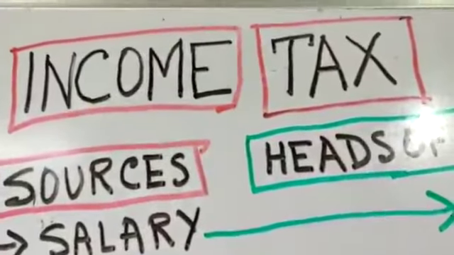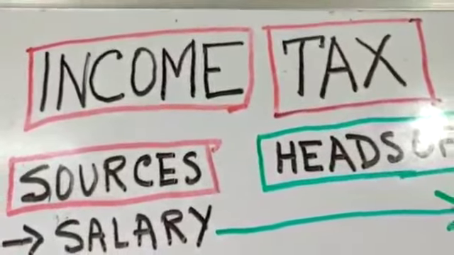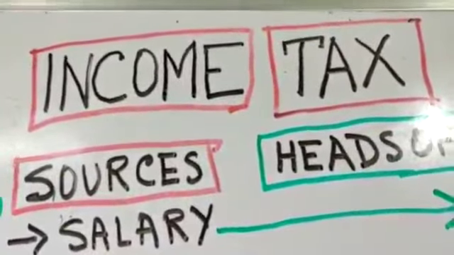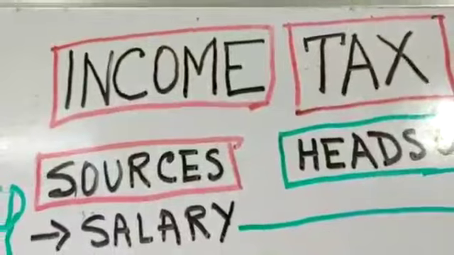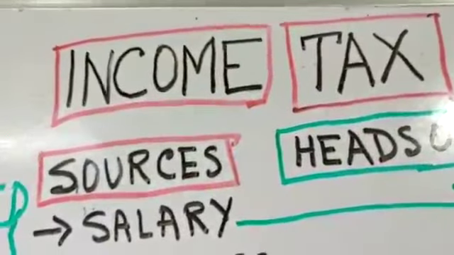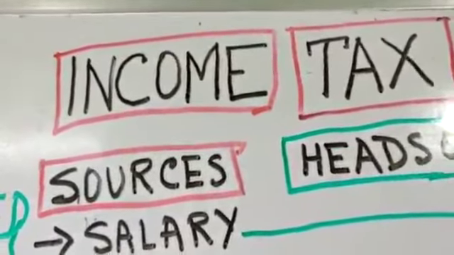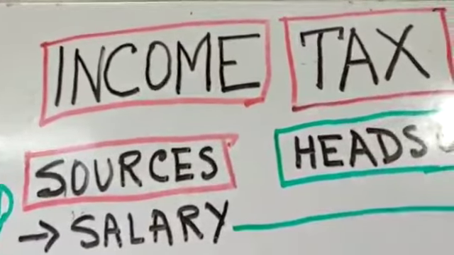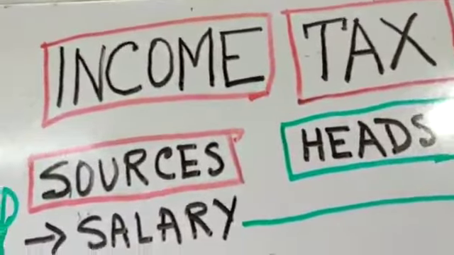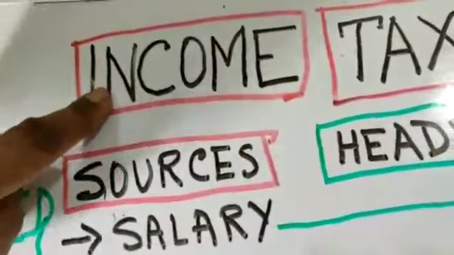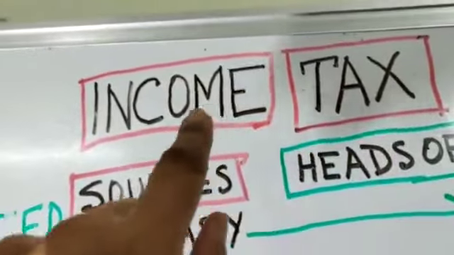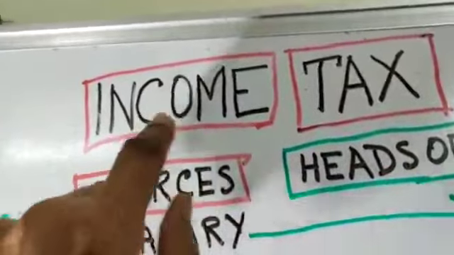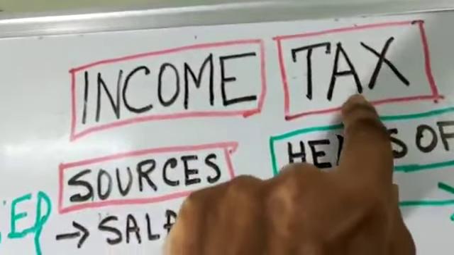Today we'll start with the income tax. First we'll start with how income tax needs to be computed. What is income tax? If you just look at the word income tax, you will get two words. One is income and the other is tax. So there are two: one is income and another is tax.